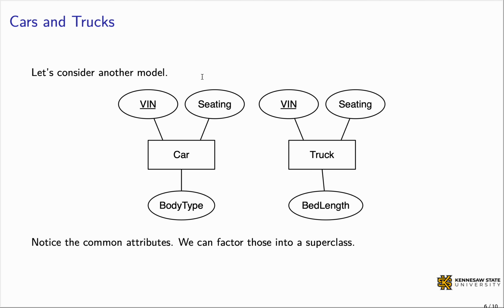So let's say we've done some modeling and we have cars and trucks, and we have these attributes, and we notice that there are attributes in common. In particular, VIN and seating, vehicle identification number and seating, are common to both car and truck. So when we see this, we can factor that into a superclass. This would be a bottom-up approach.